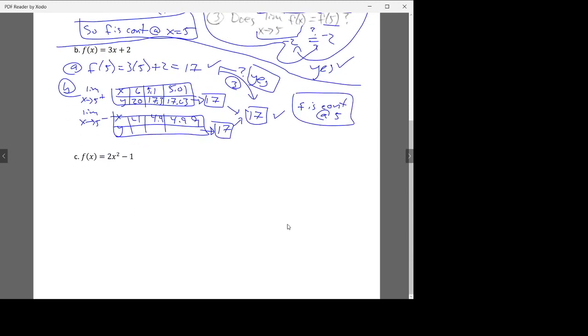Got another one here too. So here we have A. Can we just plug in 5? 2 times 5 squared minus 1. So 2 times 25 is 50, minus 1, that's 49. So yes, that works. And B, we have to do our little limit bit.